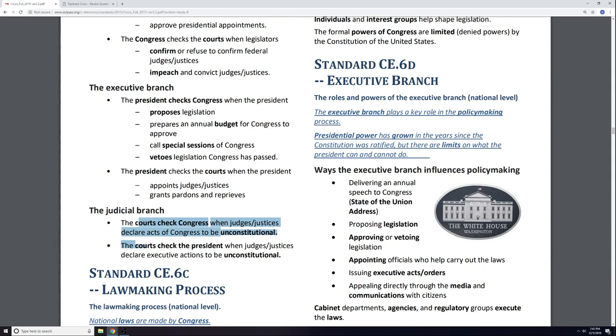Supreme Court has one power, judicial review. They tell Congress, hey, we don't like that law, it's unconstitutional. They don't like what the president did, we don't like that action, it's unconstitutional. And to be clear, we are talking about national government the whole time here. No state government has come into play yet.